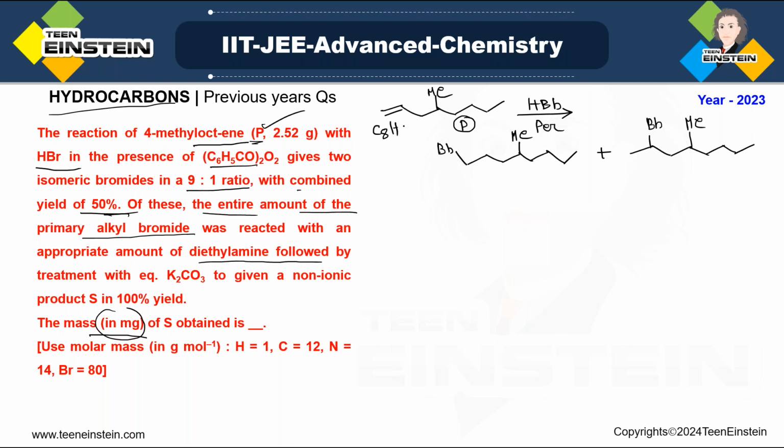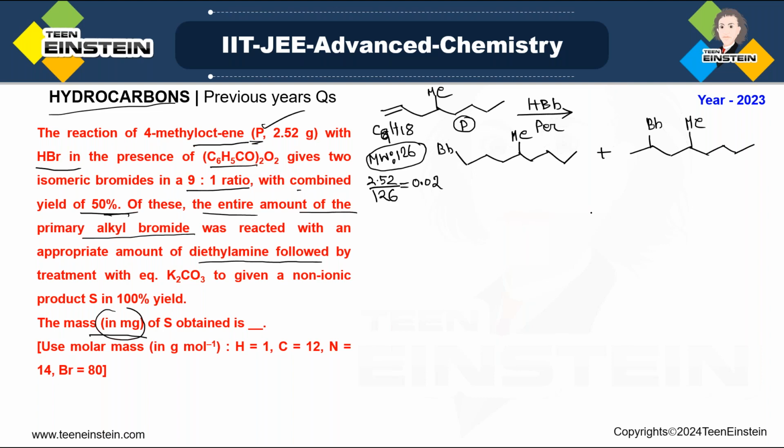It is 18. So it is C9H18, and the corresponding molecular weight, if you calculate, you will see it will be 126. So this is the molecular weight of this compound. Now 2.52, if you divide it by 126, the total number of moles you will get is 0.02.